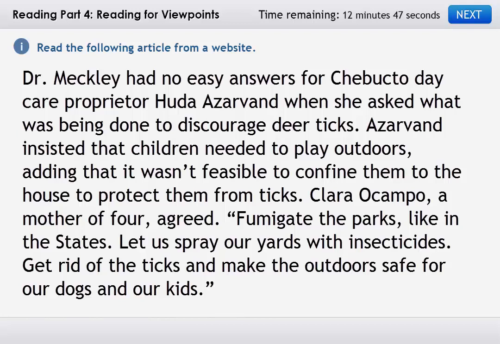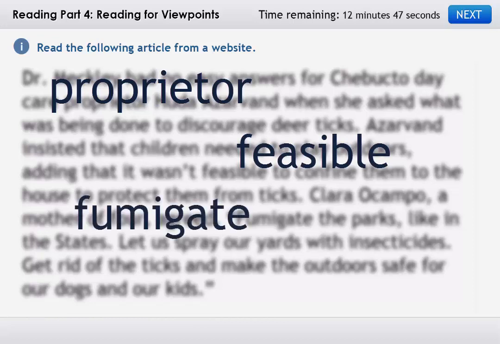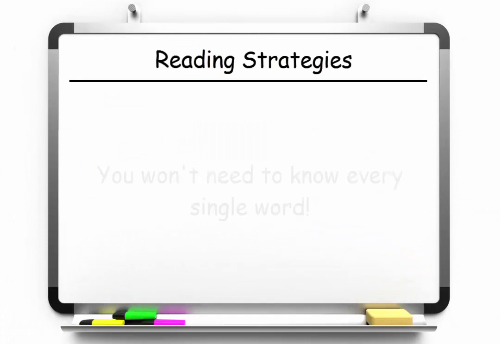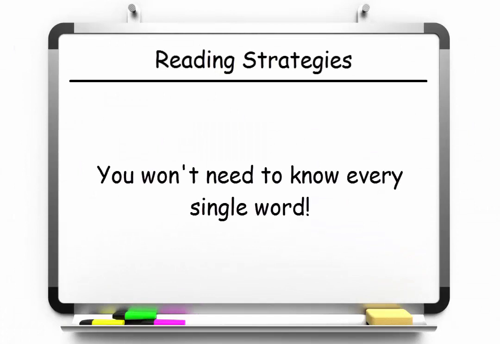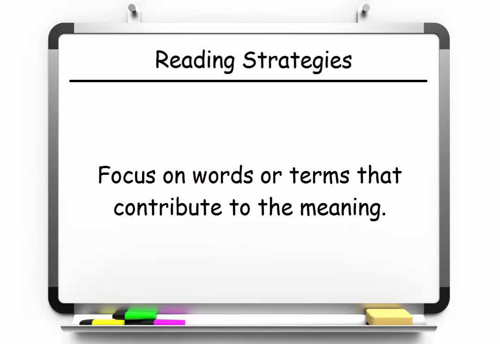Okay, so there may have been some terms here that you were unfamiliar with. Maybe proprietor, or feasible, or fumigate, or insecticide. That's okay. I want to point out that you will not need to stop and figure out every single word that you don't understand on the reading test. Some of these terms may not be relevant to any questions, and it would just waste time. What's important is that you only focus on words or terms that you don't know if they contribute to the overall meaning of the passage.